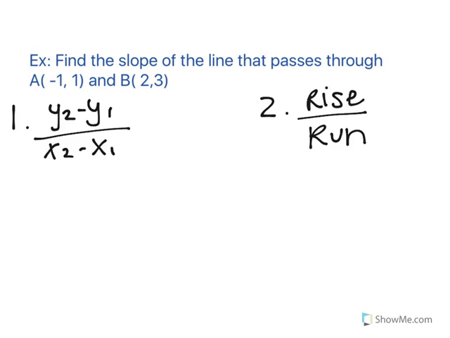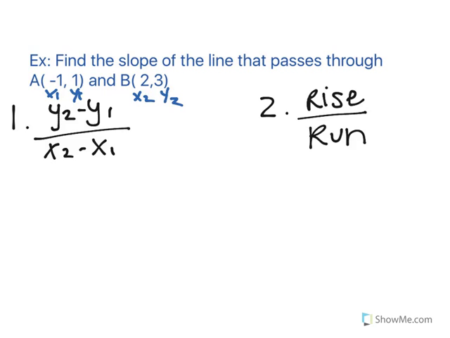So my next example, find the slope of the line that passes through (-1, 1) and (2, 3). Okay, so those are points A and B. I'm going to do it two different ways. I'm going to first do it with the y2 minus y1 over x2 minus x1 formula, and then I'm going to do the rise over run example. So with this formula, this is my first x value. This is my second x value. This is my first y value. This is my second y value. That's how I'm labeling it.